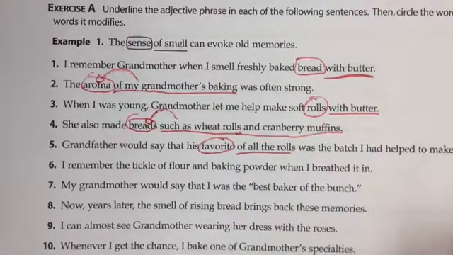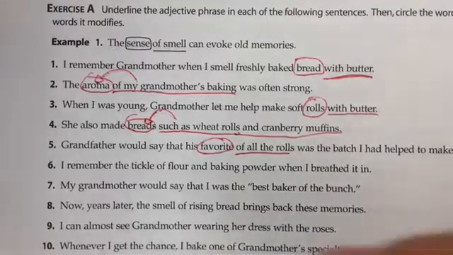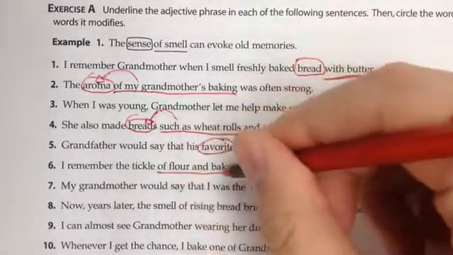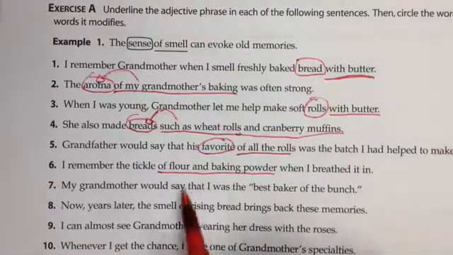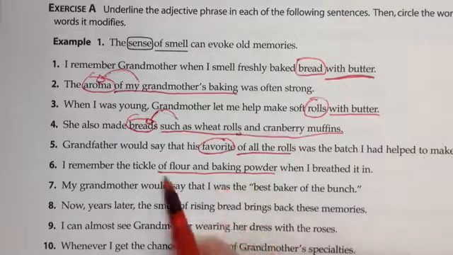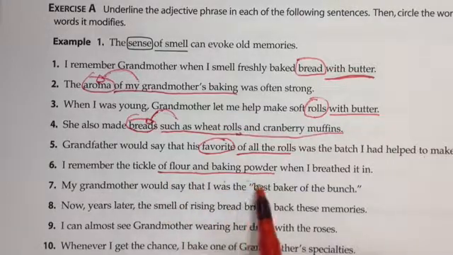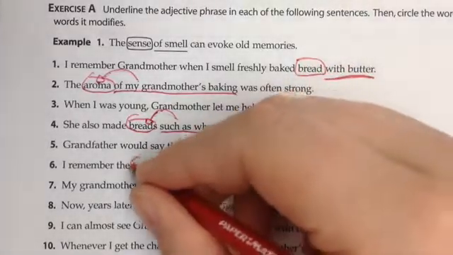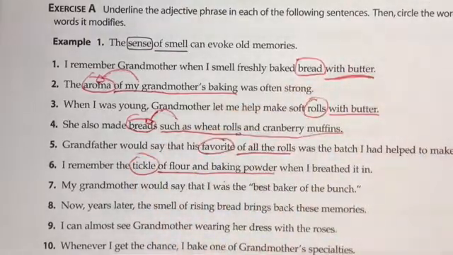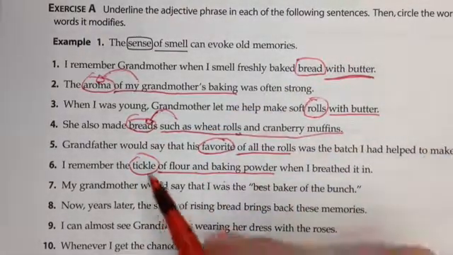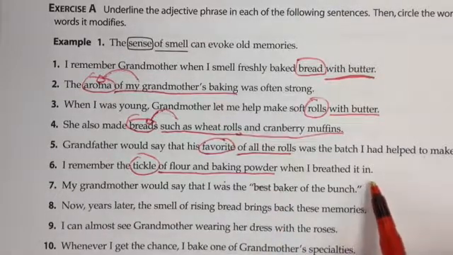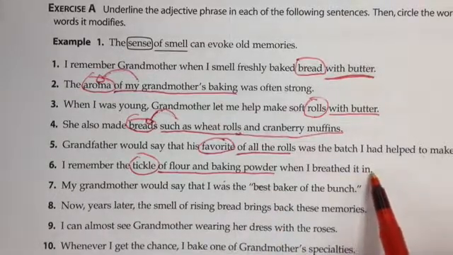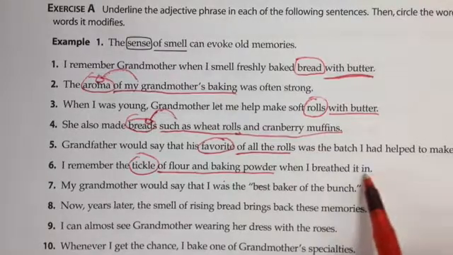All right, number 6. I remember the tickle of flour and baking powder when I breathed it in. So of flour and baking powder, of is a preposition. Here are our objects, and these go to the word tickle to tell us about that tickle. What kind of tickle? The tickle of flour and baking powder. Over here we have in, which can be a preposition, but since in doesn't have a noun after it, there's no object to it, this is an adverb instead.